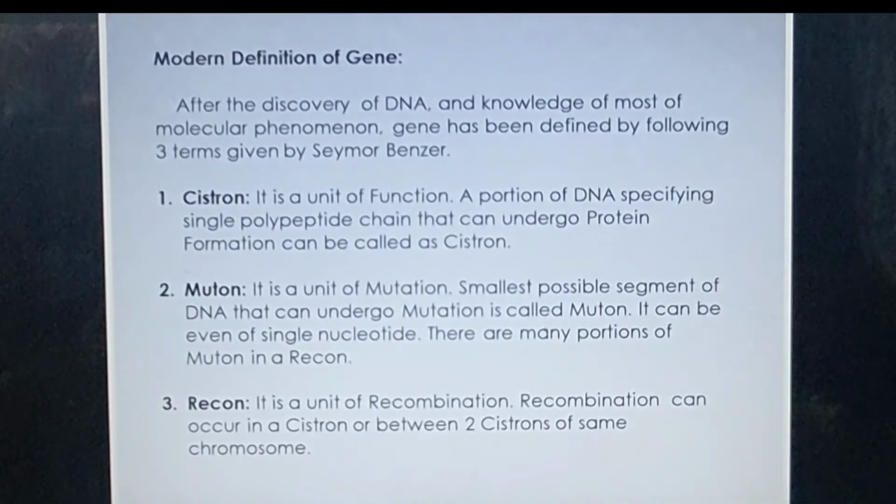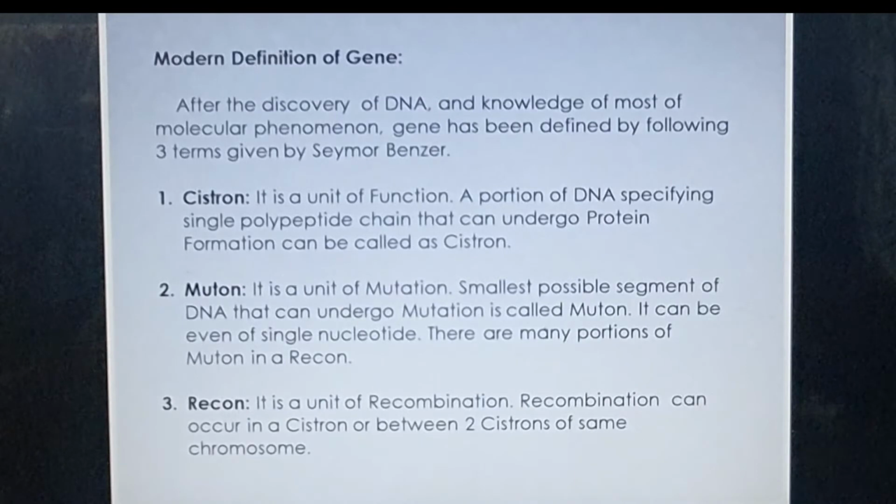The modern concept of gene came after the discovery of the DNA model by Watson and Crick, meaning after the year 1953. Before that, every gene concept is called the classical concept. After that, it is called the modern concept. In the modern concept, there are three terms which we have to study: cistron, muton, and recon. These terms were given by Seymour Benzer. We will see one by one what cistron, muton, and recon are.